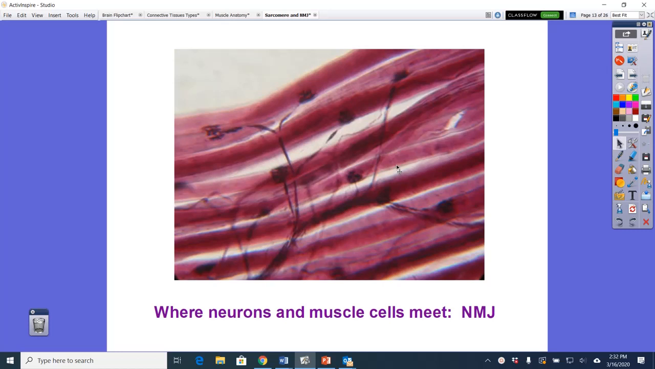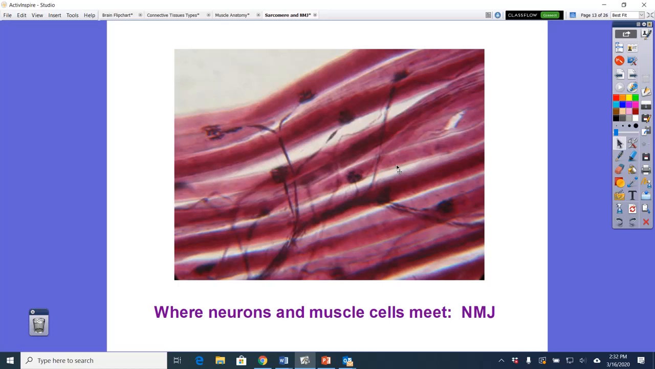Well, the two cells, a nerve cell and a muscle cell, have to communicate with one another because that nerve cell has to talk to the muscle cell to tell it to contract. Back at the beginning of the year, we did the reflex arc. A stimulus was detected by a receptor, and then that receptor sent an afferent message to the brain or spinal cord, and then the brain or spinal cord sent an efferent message to an effector. We are on the efferent side of that reflex arc right now.